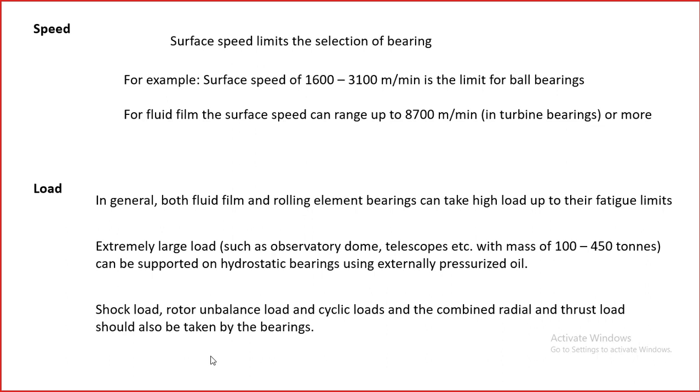Another is about the speed. The surface speed limits the selection of the bearing. For example, surface speed of 1600 to 3100 meter per minute is the limit for ball bearings. And for fluid film bearings, the surface speed can go up to 8700 meter per minute. So the speed limit for rolling element bearing is also calculated by this equation, where it is written as dn. Dn is the limit, where d is the bore diameter in millimeter.